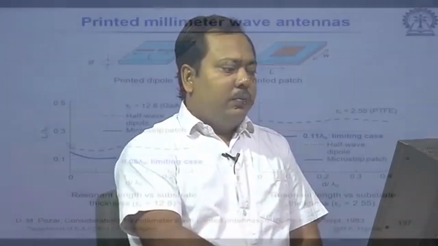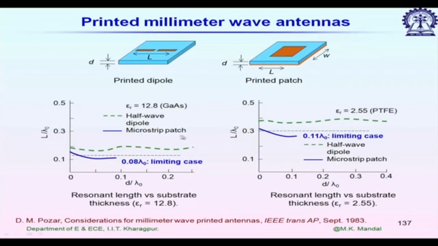So, let us see how the resonant length varies with the substrate thickness and epsilon r. In this figure we are considering two different epsilon r values. In the left hand side plot, epsilon r equal to 12.8, this is for gallium arsenide substrate, and right hand side epsilon r equal to 2.55, this is for the PTFE substrate. Now, what we are doing, we are calculating the resonant length. So, this is normalized resonant length versus the substrate thickness d by lambda naught.